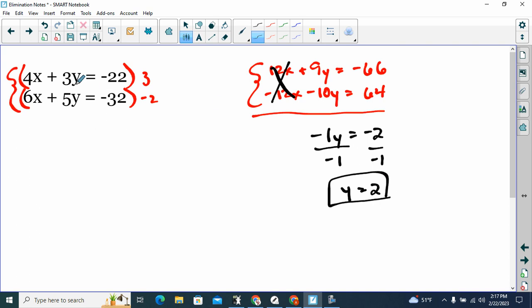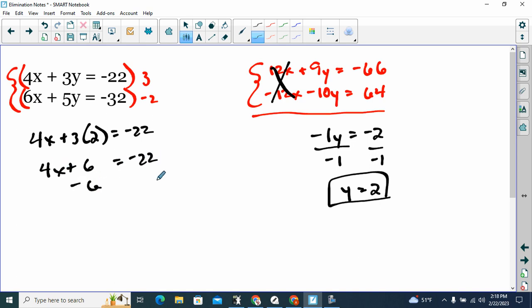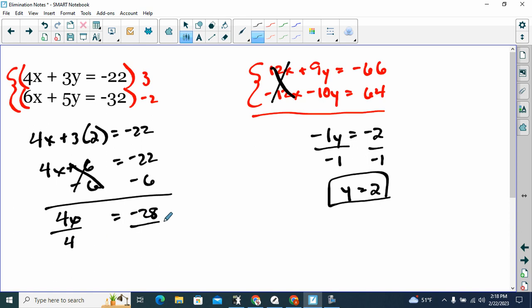Plug in 2 for your y. Plug it in right there. Would give me 4x plus 3 times 2 equals negative 22. 3 times 2 is 6. Subtract 6. And divide both sides by 4. X equals negative 7.